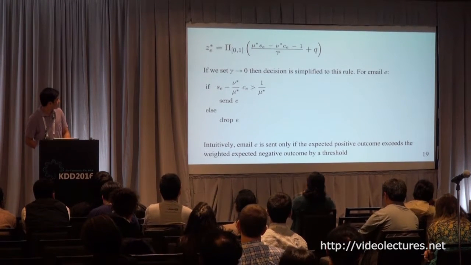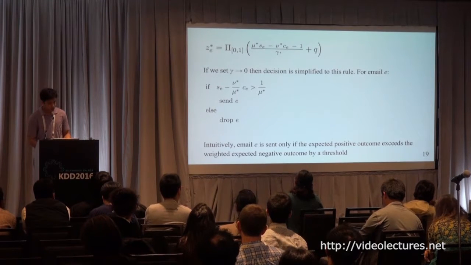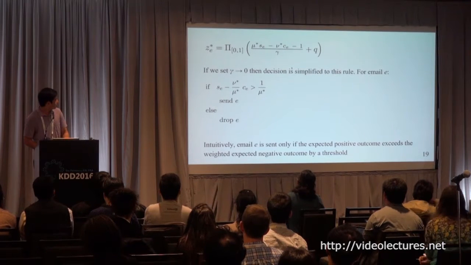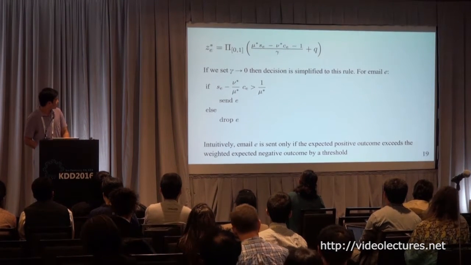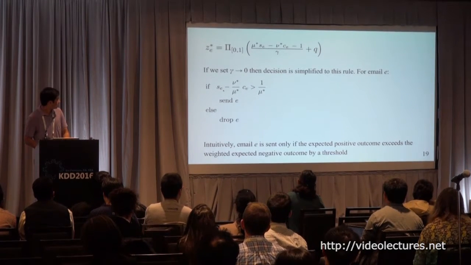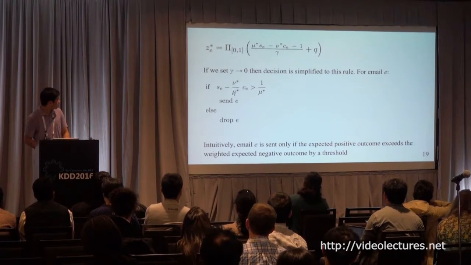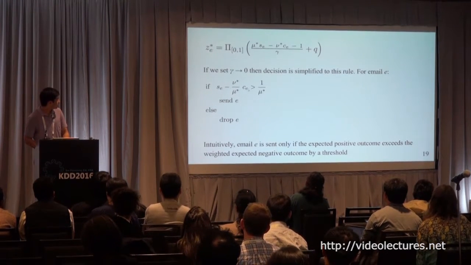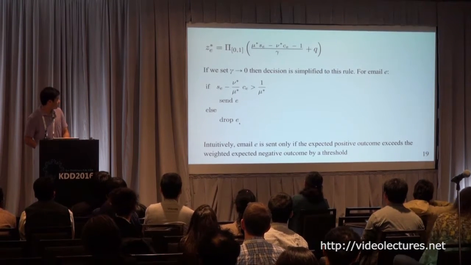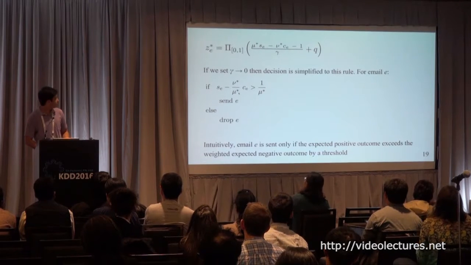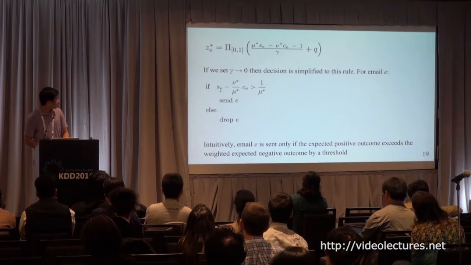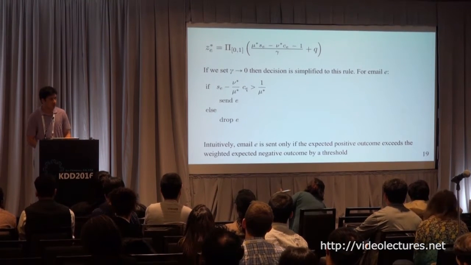which is the regularization term, to be very close to 0 so that it does not play a very important role, then we obtain a very simple and intuitive rule for every email E. This decision rule just says that if the probability of a session minus mu star over nu star times probability of a complaint is greater than 1 over mu star, then we send email E, else we drop email E. So mu star and nu star are the dual solutions, and SE and CE are the probability of session from email E and the probability of complaint from email E respectively.